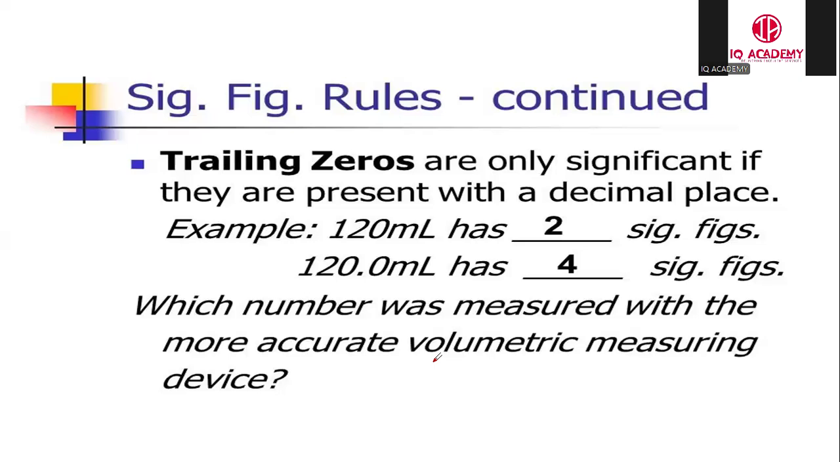So here I was saying the trailing zeros are only significant if they are present with a decimal place. So if there's a decimal point somewhere and we have trailing zeros, then we'll consider those trailing zeros as significant. Here I have one number that is written in 2 different ways.